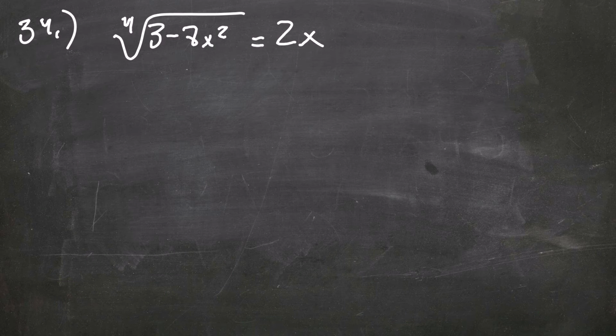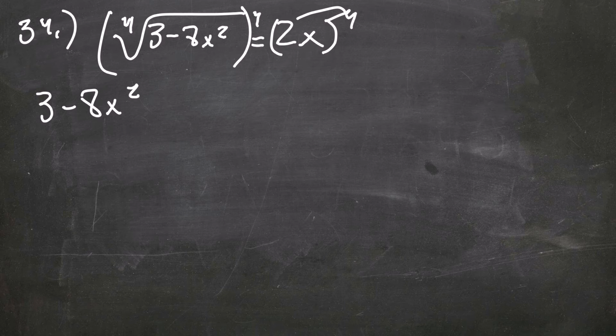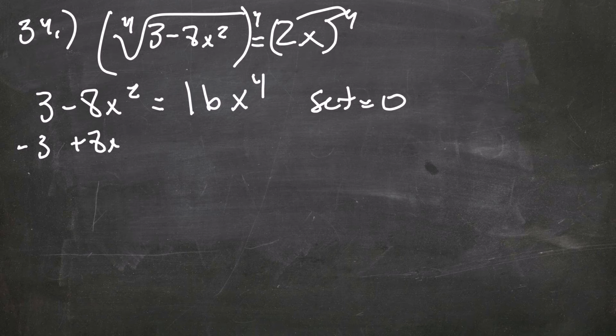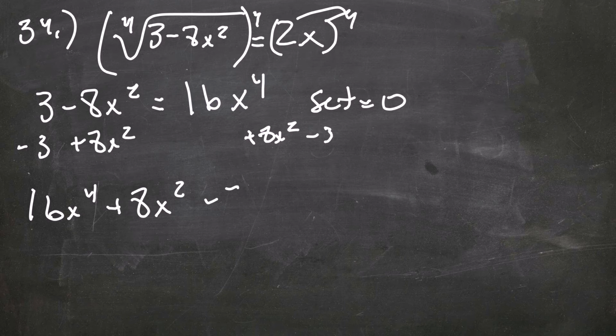All right, 34. I see the fourth root. So this time, instead of cubing it, I have to take both sides to the fourth power. Remember, you take the 2 and the x to the fourth power. So this turns into 3 minus 8x squared equals 16x to the fourth. Now I'm going to set it equal to 0. So nothing's going to change. I'm still going to factor. So I'm going to minus 3. I'm going to add 8x squared to both sides. So I get 16x to the fourth plus 8x squared minus 3 equals 0. I just moved everything to the right side, and then I wrote the right side first. You're allowed to do that.